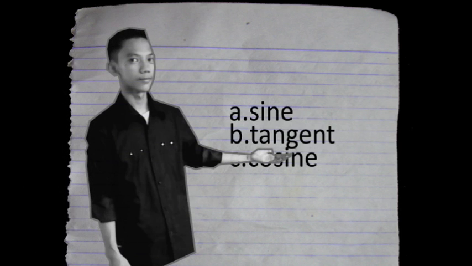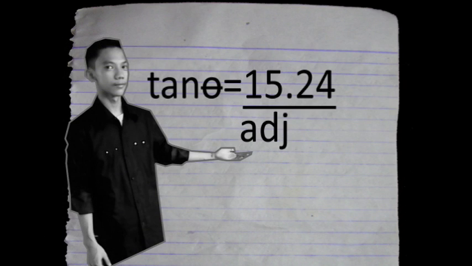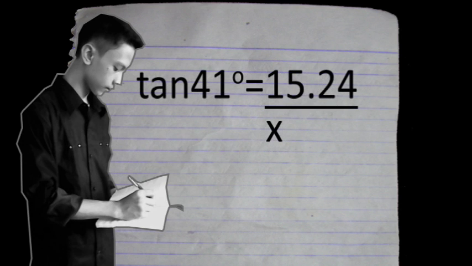The answer is tangent. Remember that tangent is equal to opposite over adjacent. The opposite here is 15.24 meters, which is the tower, and the adjacent side is the missing part that we're looking for. Then tangent theta is equal to opposite over adjacent. Tangent 41 degrees, which we substitute, is equal to 15.24 meters over x.